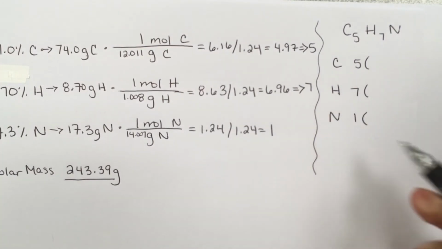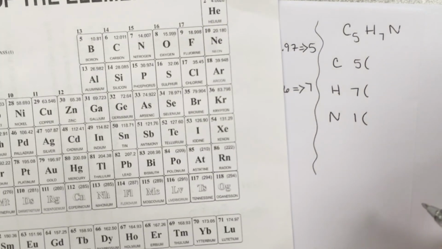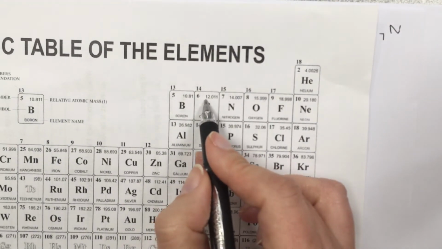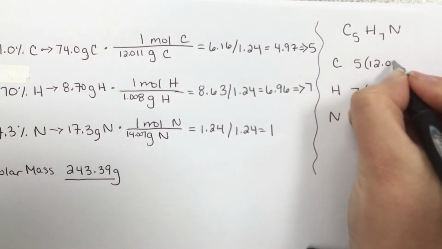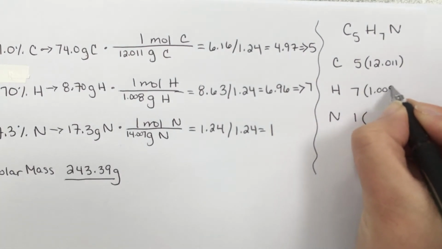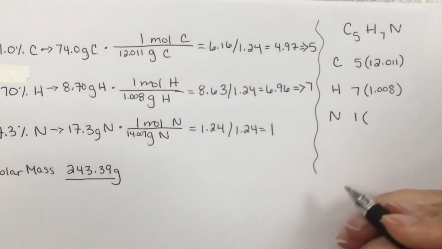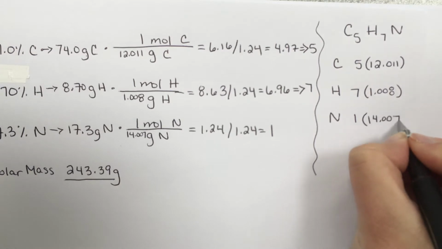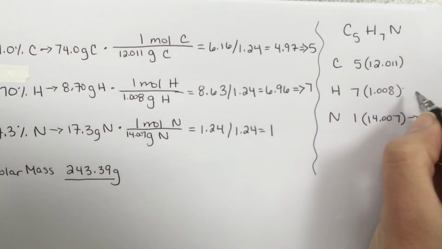So we're just going to multiply by how much it weighs, and then add them together, and that will be our answer. So carbon, there's 5 of them, and each carbon will weigh 12.011. Hydrogen weighs 1.008. If you don't believe me, look on a periodic table. Nitrogen weighs 14.007, and we only have 1.